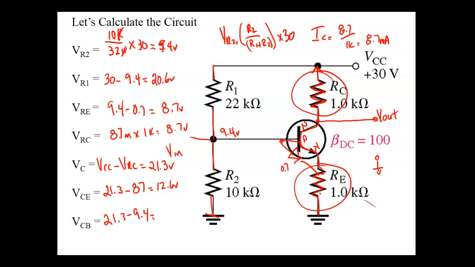So is this guy operating in saturation? Is it operating in cutoff? Or is it operating in the active region? Why? Yeah, less than 1, you're right. So this is operating in what we call the active region.